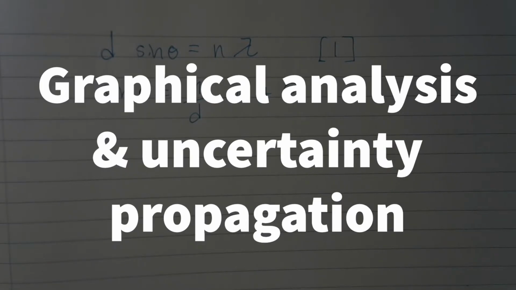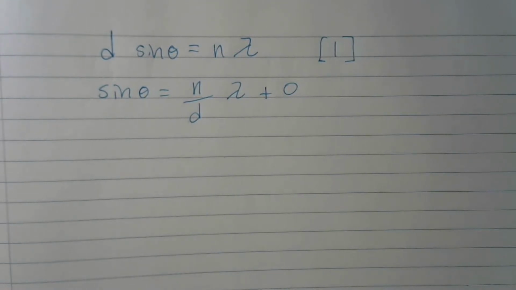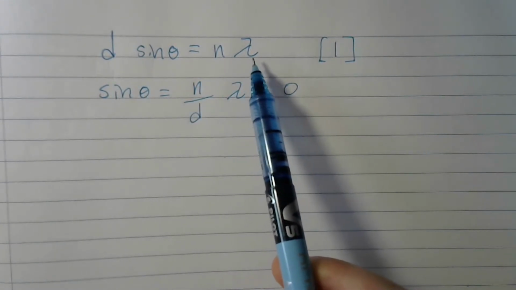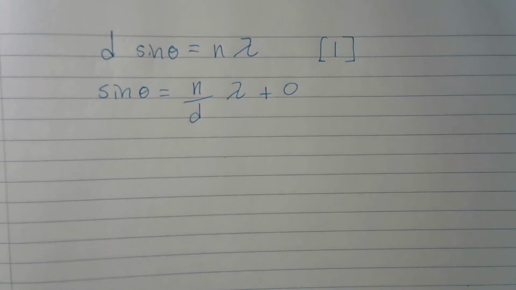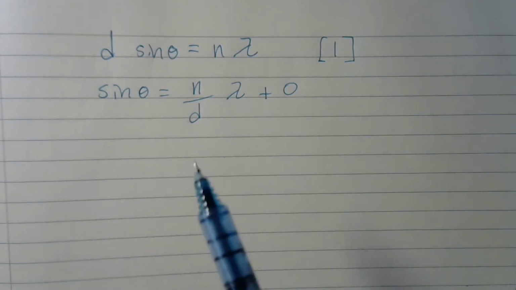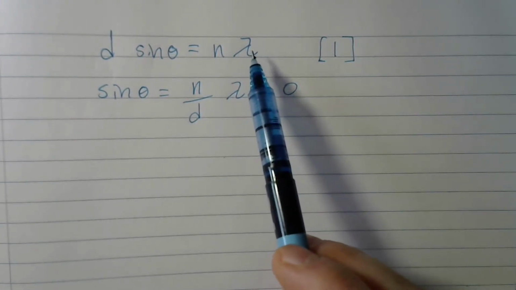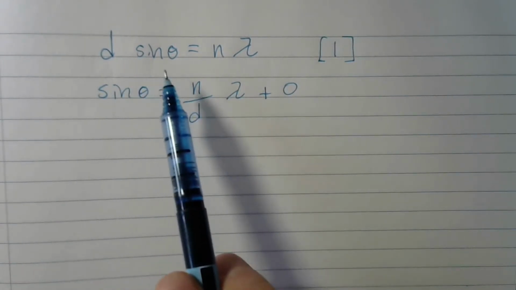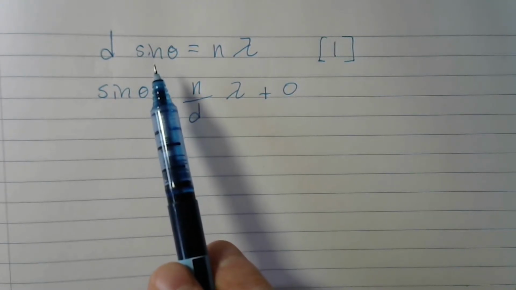So now I'd like to talk about how we're going to graphically verify our grating equation in this experiment. So we have our equation 1, which says that d sine theta is n times lambda. And we want to plot a linear graph with our variables. And in this case, our variables are the wavelength lambda and the angle of the second order maximum. So that would be sine theta in this equation.